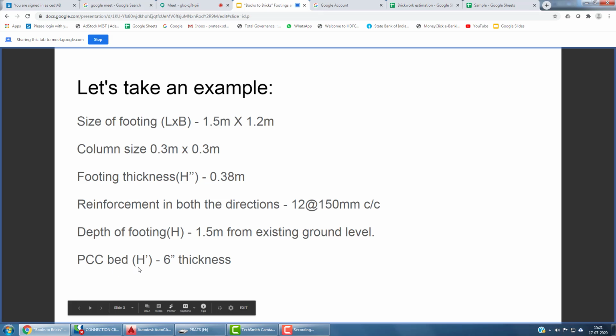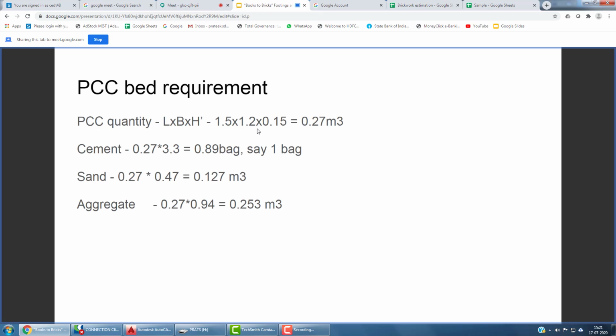As you can see here, my PCC bed thickness is given as 6 inches. My plan area is 1.5 into 1.2 and my PCC thickness is 6 inches. So quantity of my PCC is 1.5 into 1.2, which is my plan dimension, into 0.15, which is my 6 inch thickness. So 0.27 m cube is my total quantity of PCC. Cement, for 1 m cube I need 3.3 bags, whereas for 0.27 I'll require 0.89 bags, which is 1 bag. Sand I'll be requiring 0.127 m cube. Aggregate I'll be requiring 0.253 m cube. Is it clear, guys?